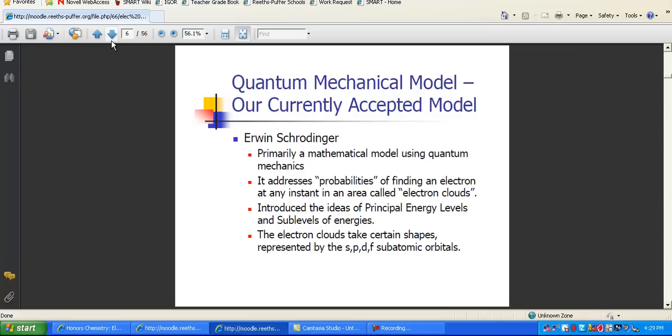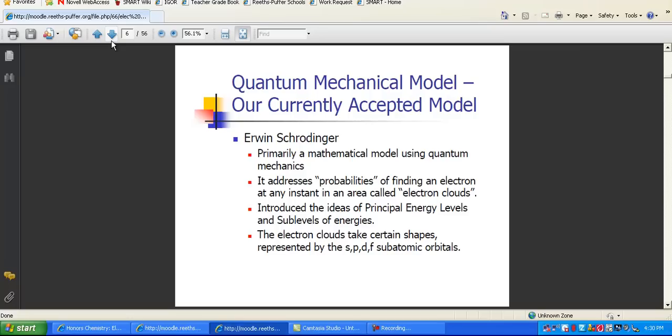It introduces the ideas that there are principal energy levels, and in each principal energy level, there are sublevels of energies. And these sublevels of energies contain what are called electron orbitals, electron clouds, if you will, that take on very specific geometric shapes. We have to move beyond a specific two-dimensional flat model that looks like rings around a circle called the nucleus, and put it into our mind that atoms are three-dimensional in shape, and those different shaped clouds are now given letters to denote their shape.